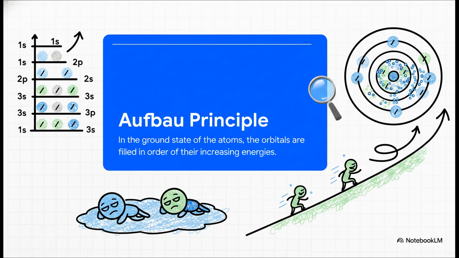The principle basically says that electrons are, well, kind of lazy. They're always going to find the spot with the lowest possible energy available and fill that one up first, before even thinking about moving to a higher energy level.